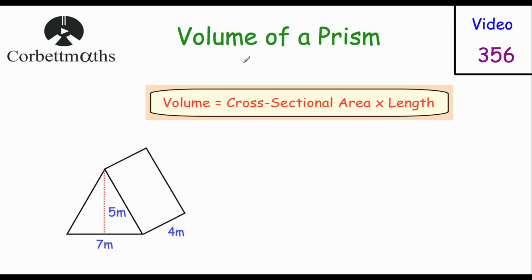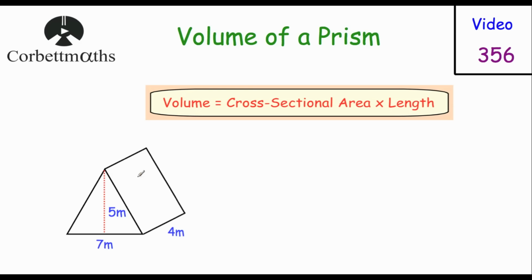Okay, so let's have a look at our next topic. Our next topic is the volume of a prism. To find the volume of a prism, we find the cross-sectional area. Whenever you've got a prism, it's got that constant cross-section, so it's got that shape that's the same the whole way through it. For instance, this triangular prism has a triangle as the cross-section, and it's the same the whole way through it.